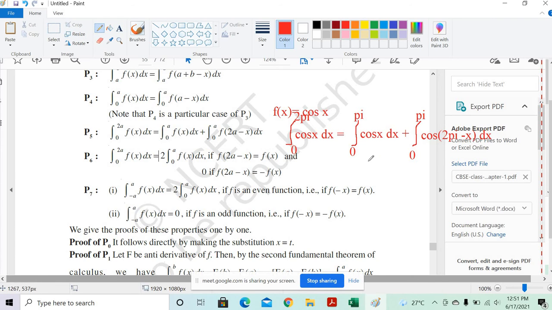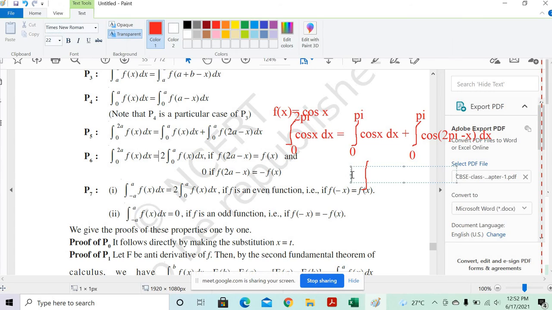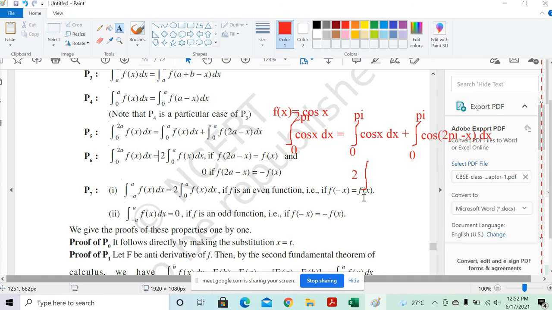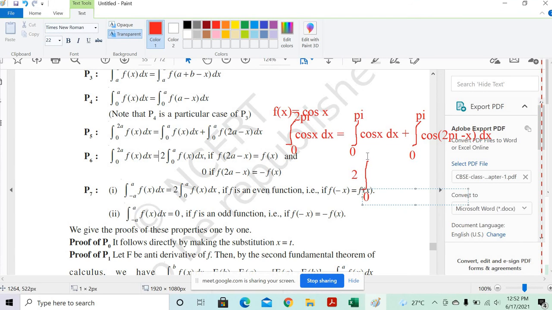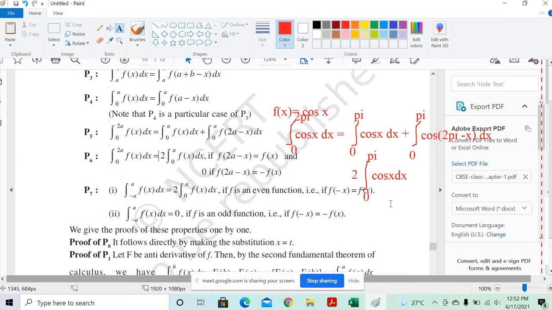So the entire thing can be written as twice the integral from 0 to pi of cos x dx. Did you understand? Yes, sir. Clear? Understood. So whenever we want the limits to be reduced, we can apply this formula.